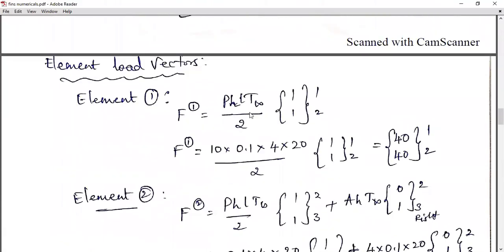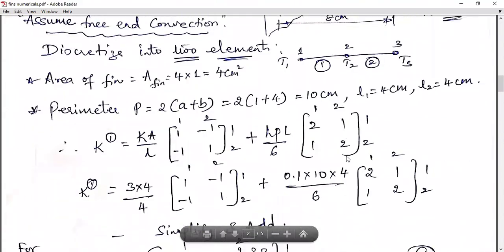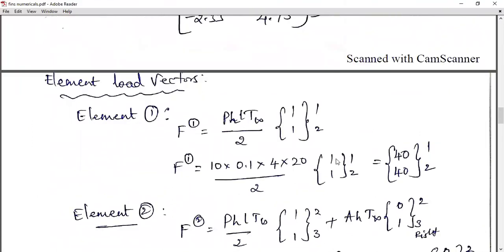Right now we have a small change in the values because of the contribution of hA. Now coming back to heat load vectors, the load vector for element number 1, the equation is already told to you. Substitute all the values: P perimeter, h heat transfer coefficient, 4 centimeter, first element 20, T infinity. You can see this T infinity is given here, T infinity 20 degrees Celsius. Observe carefully. Then you simplify, you will get 40, 40 for 1, 2.